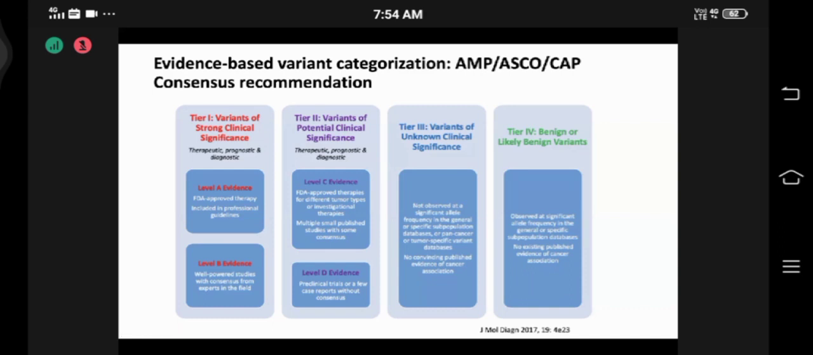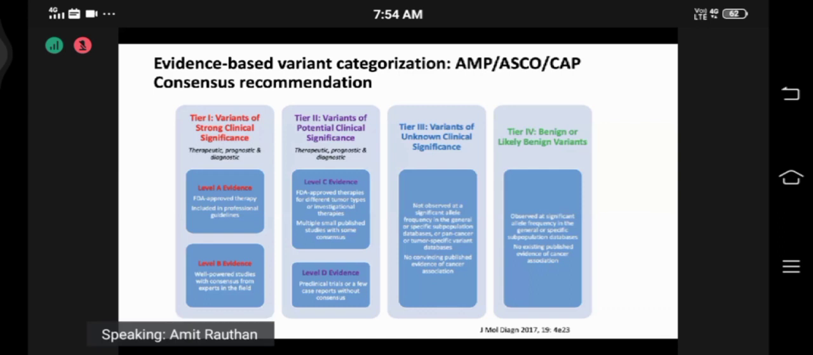Now, what this guideline has done is, whenever you get an NGS report, it will have a tier written to it. And this could be tier 1, 2, 3, and 4. Now, tier 1 are the variants of strong clinical significance, and they have therapeutic, prognostic, and diagnostic implication at the current time. They can be level A or it can be level B. So tier 1 level A means there is an FDA-approved therapy, and it is there in all our professional guidelines. A level B evidence has a well-powered study with consensus from experts in the field. So if you see a tier 1 abnormality written, yes, this is clearly targetable. We know this has a very strong clinical implication. We should go about treating it and seeing what happens.